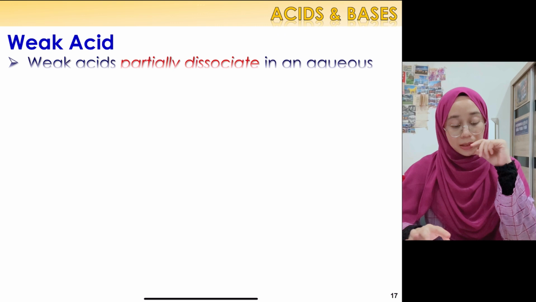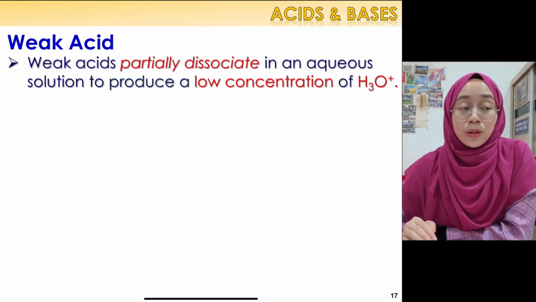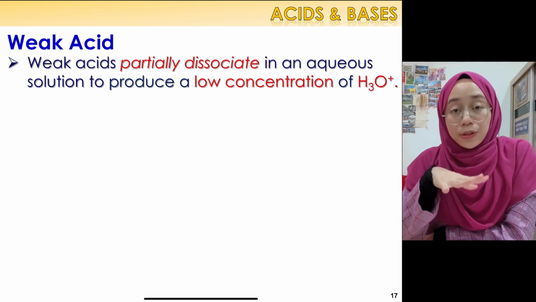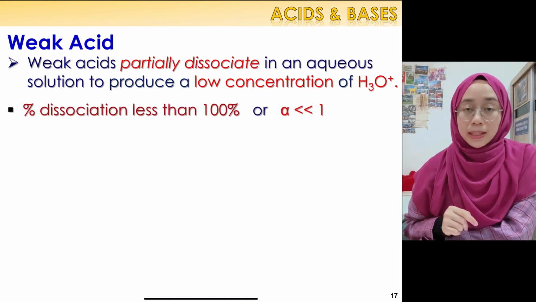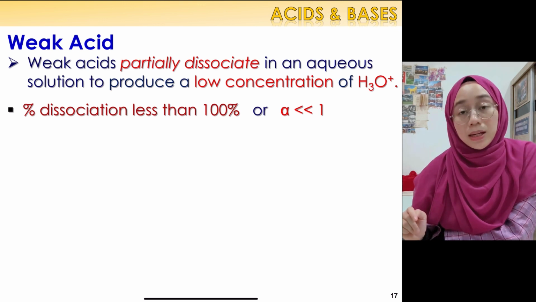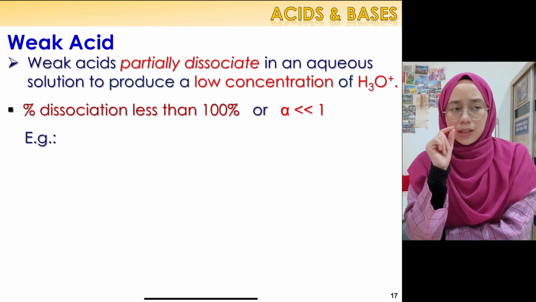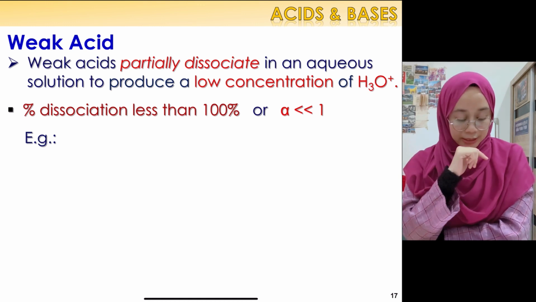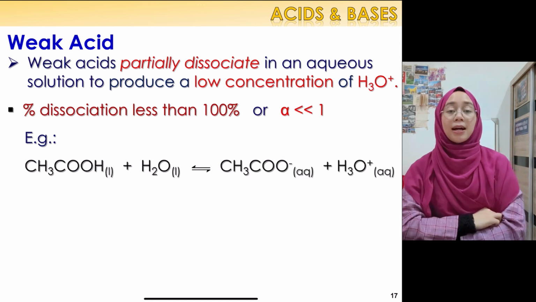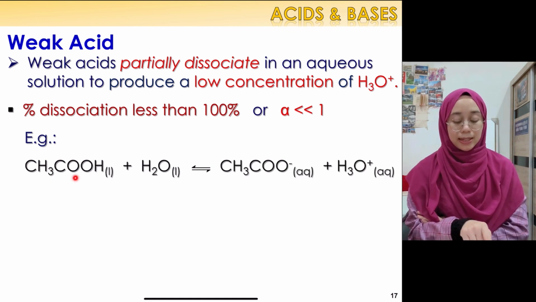Okay, weak acid pula. Weak acid is the one that partially dissociate in aqueous solution. Bermaksud it produce a low concentration of H+ ataupun H3O+ then. Okay, so the percentage of dissociation, it should be less than 100% ataupun less than 1. Okay, and it's actually very small lah value alpha dia sebenarnya. Okay, so for example kita ada ethanoic acid ataupun acetic acid dekat sini.